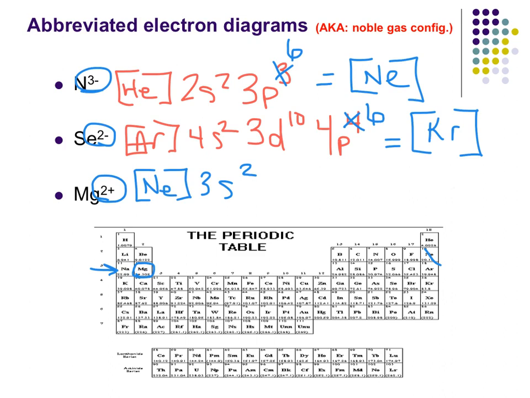You can't add protons, otherwise you would change magnesium into silicon. We don't want that. So instead we have to lose electrons in order for 2 of the protons to be unbalanced. So losing 2 electrons means this 3s orbital would completely disappear. The 2 electrons in it would be gone. So all that you're left with is the neon configuration.